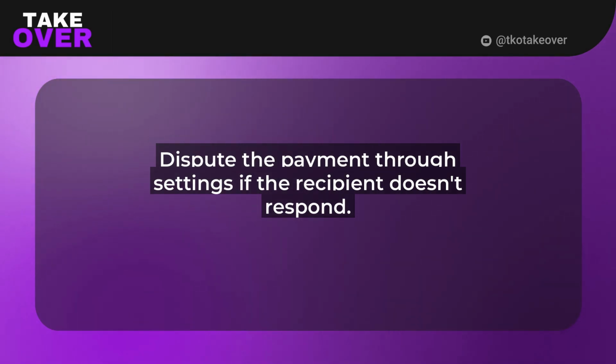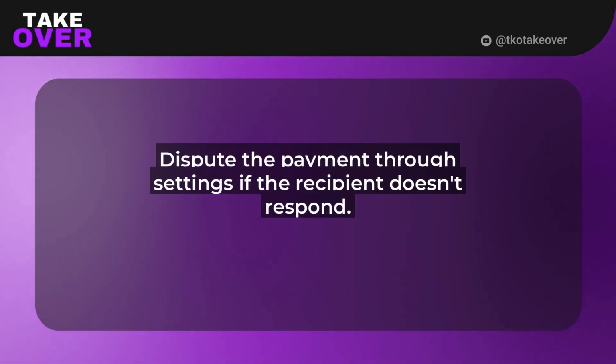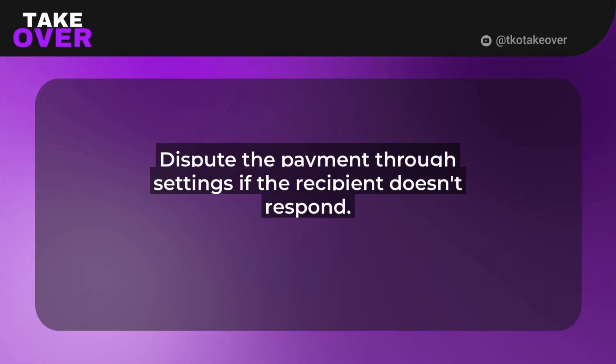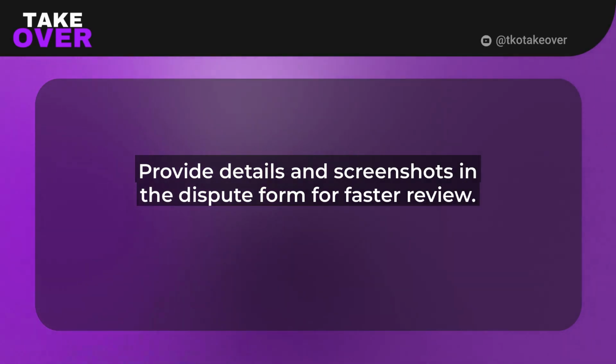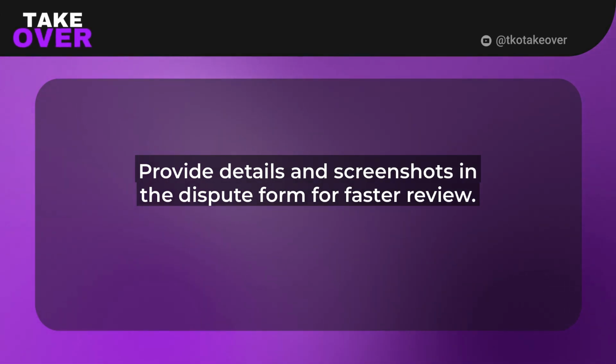Now, if the recipient doesn't cooperate, it's time for step 3, dispute the payment. Go to your profile, tap on Settings, and find the Help or Support section. Submit a dispute form with all the details, include screenshots if you can. Venmo's team usually reviews these within a few days. In 2025, they've made this process even smoother with faster response times, so keep an eye on your email for updates.